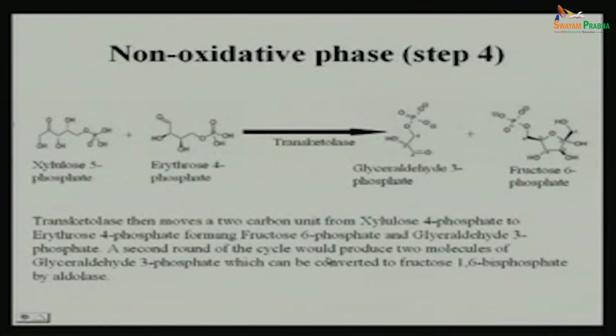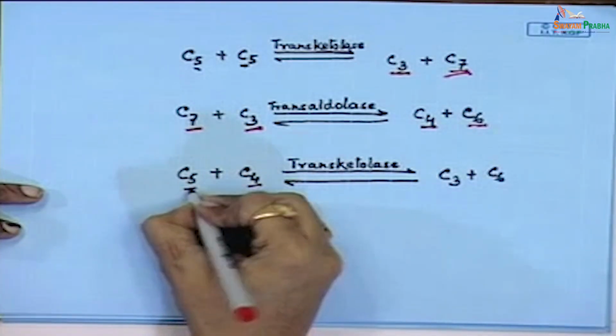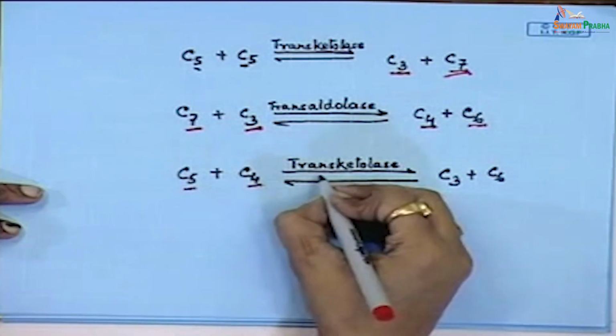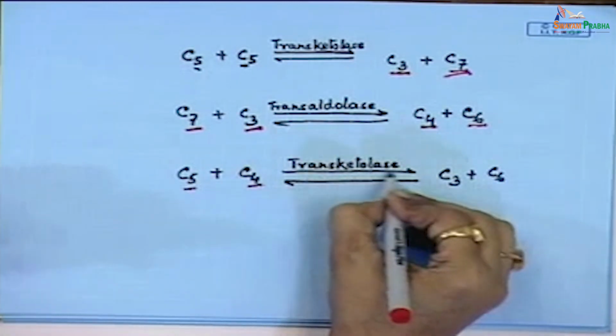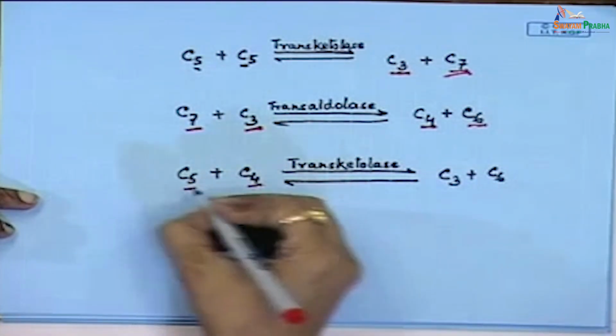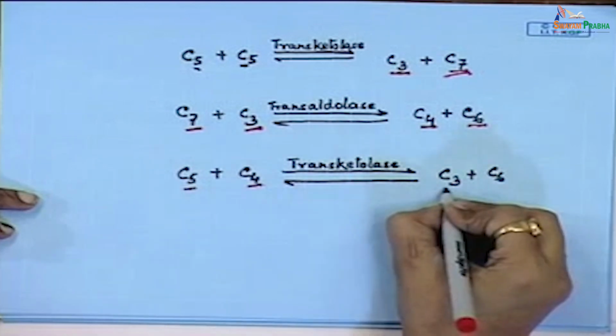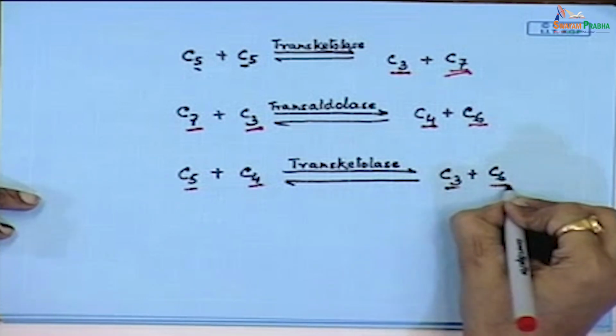in the glycolytic pathway. In the next step, this xylulose 5-phosphate and erythrose 4-phosphate. So, we have seen the xylulose 5-phosphate in the first step, and erythrose 4-phosphate. This 5 plus 4, 9 carbon sugar undergoes the transketolase reaction in the presence of the enzyme transketolase. It undergoes its biotransformation and it produces that C6 and C3, one 3 carbon sugar, another 6 carbon sugar.